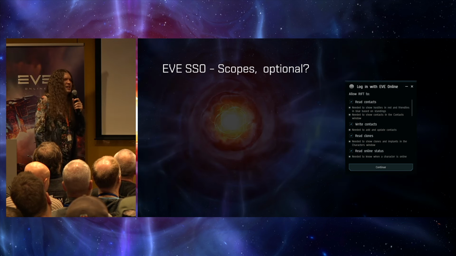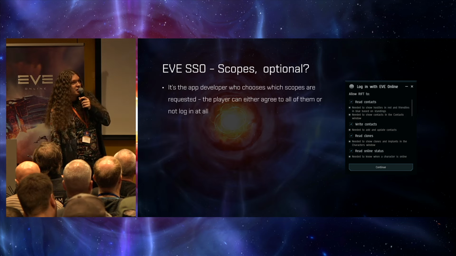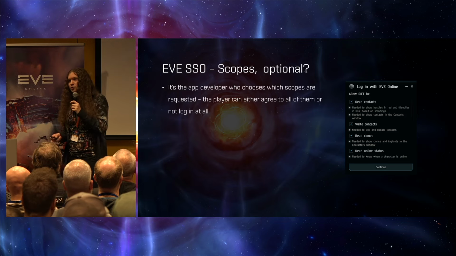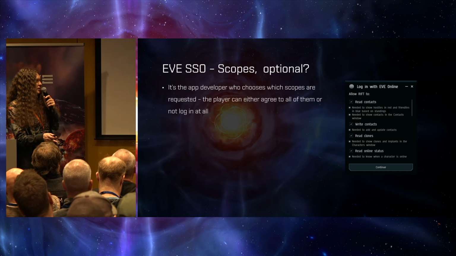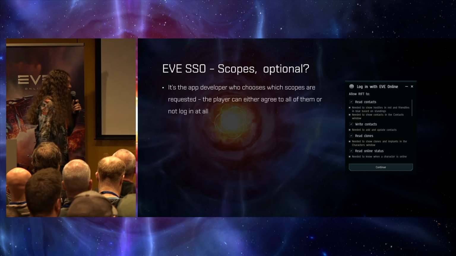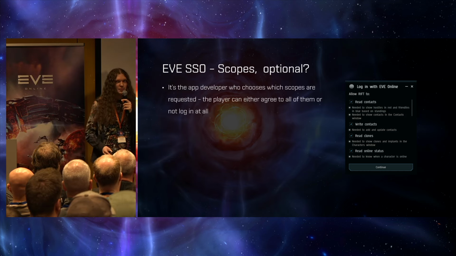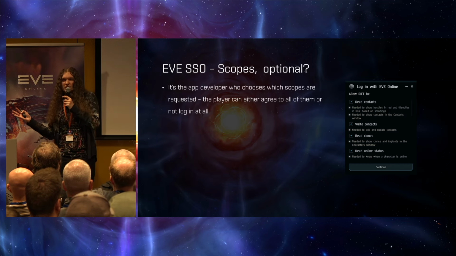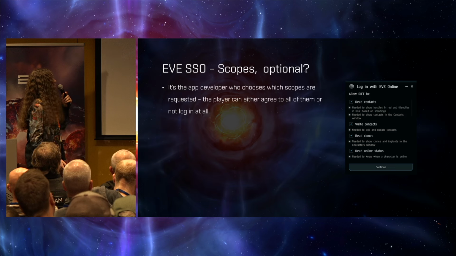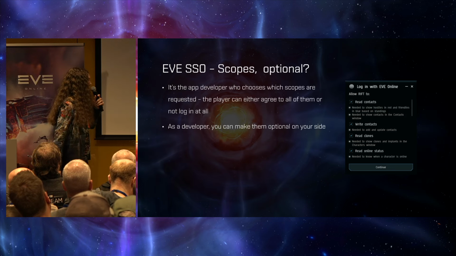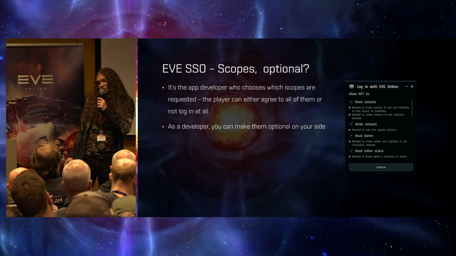Now, by default, it's actually not that granular, because it's the app developer who chooses which scopes they are requesting. So then you as a player, you are shown this confirmation dialog, and you can either agree to all of these permissions or none of them. There is no way for you to pick some and disallow some others. But as a developer, you can make them optional on your side.